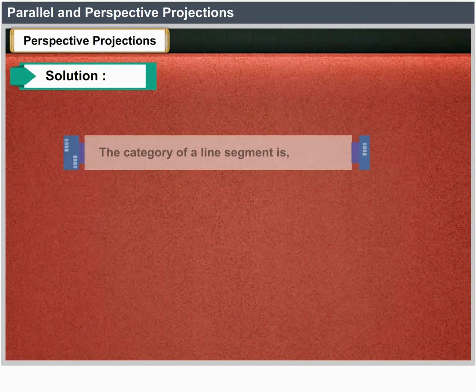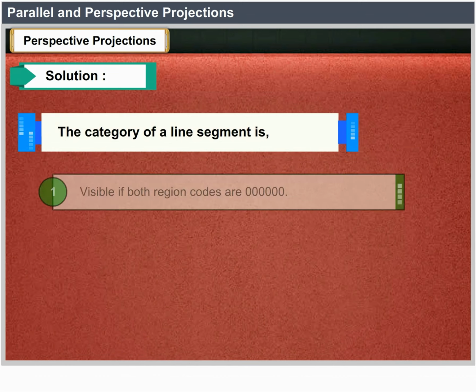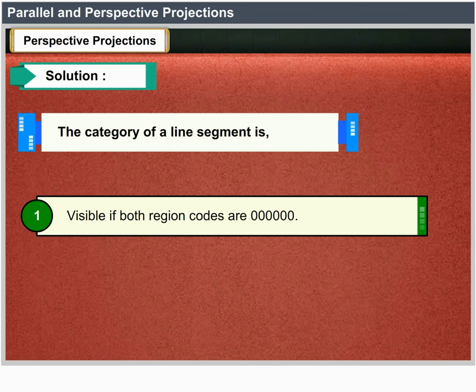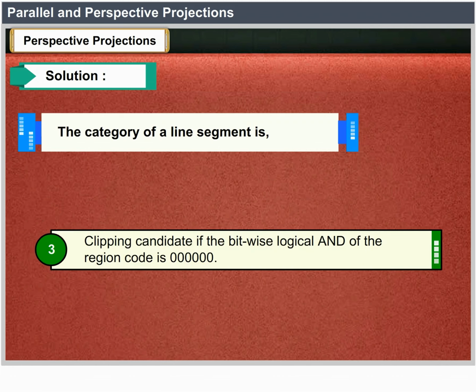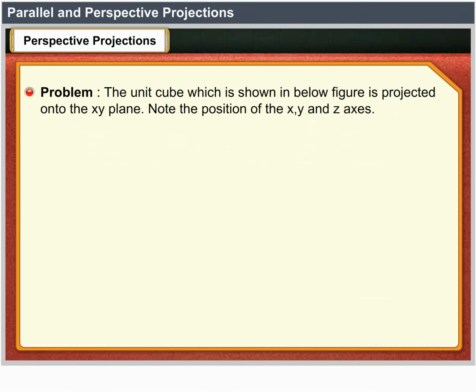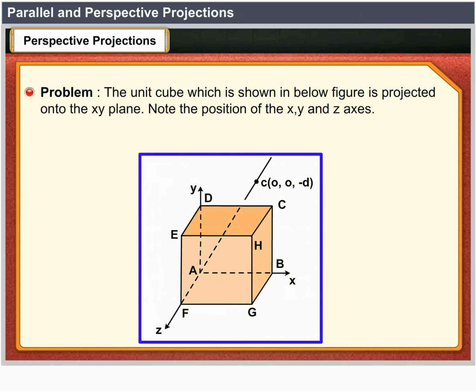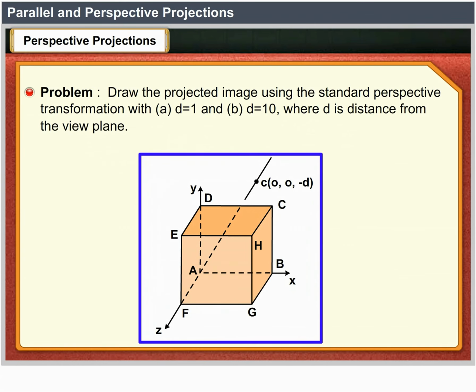The category of a line segment is visible if both region codes are 00000, not visible if the bitwise logical AND of the region codes is not 00000, and clipping candidate if the bitwise logical AND of the region code is 00000. Problem: the unit cube which is shown in below figure is projected onto the XY plane. Note the position of the X, Y, and Z axes. Draw the projected image using the standard perspective transformation with A, D equals 1 and B, D equals 10, where D is distance from the view plane.